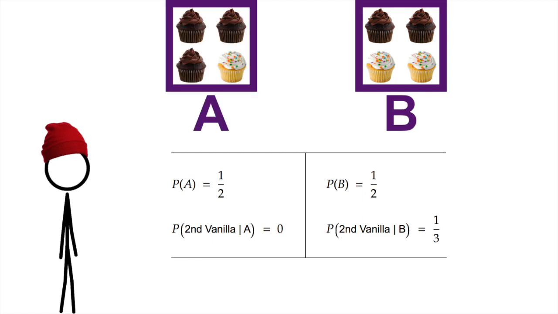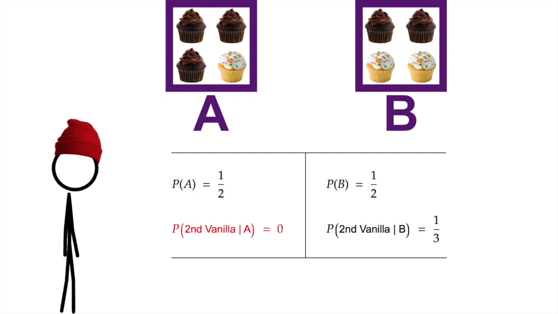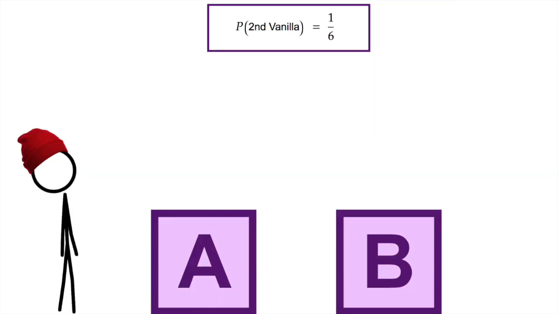Yeah, okay. And finally, we put it all together. So first, we randomly choose between box A or box B, both with a 1 in 2 probability. If we choose box A, there's a 0% chance of the second cupcake being vanilla, and if we pick box B, there's a 1 in 3 chance. So 1/2 times 0 plus 1/2 times 1/3 equals 1/6. There we go. 1 in 6 chance of choosing a second vanilla cupcake. Cool.